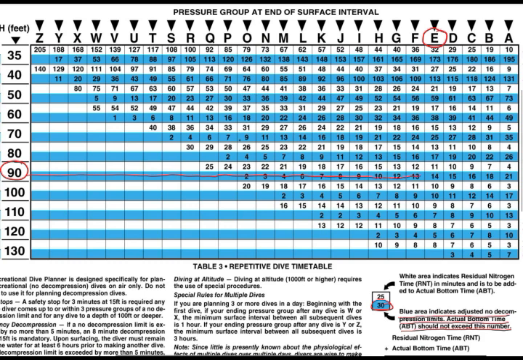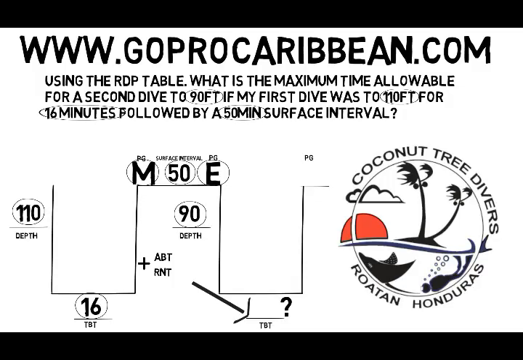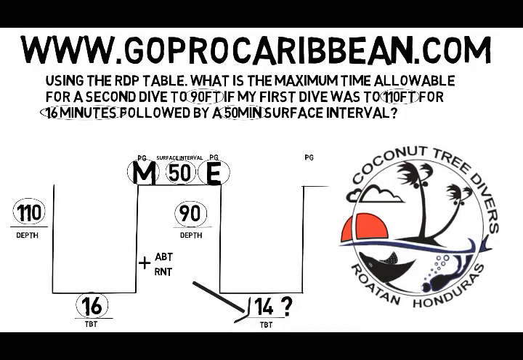So scrolling across, we see that the intersection gives us the box with 11 minutes and 14 minutes, and it's the 14 we're interested in. That's the amount of time we can spend underwater. And that is the answer to this question. Our adjusted no decompression limit is 14 minutes.